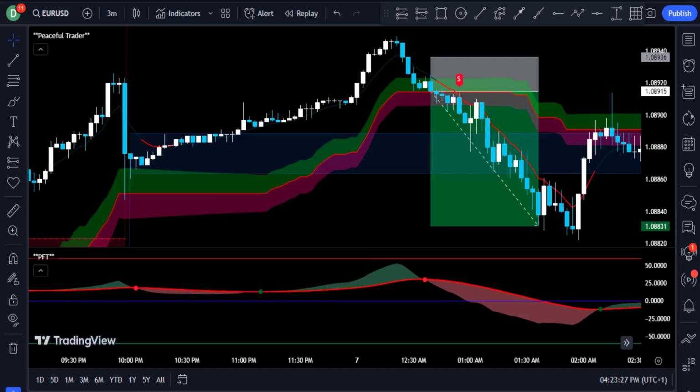You can see that the Peaceful Trader indicator also gave you another sell signal here, which is another opportunity to stack up your trades and lock in more profits. And all of this puts more confirmation to this short trade here. Now, you can see the accuracy of the signals that is provided by the PFT indicator and the Peaceful Trader indicator.